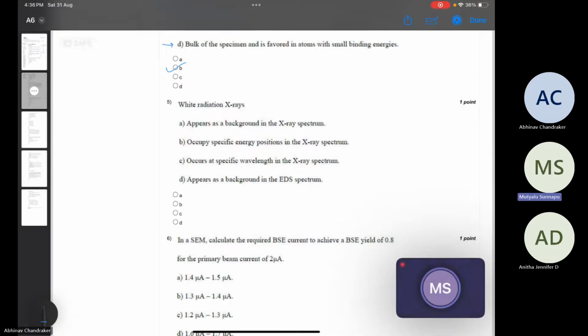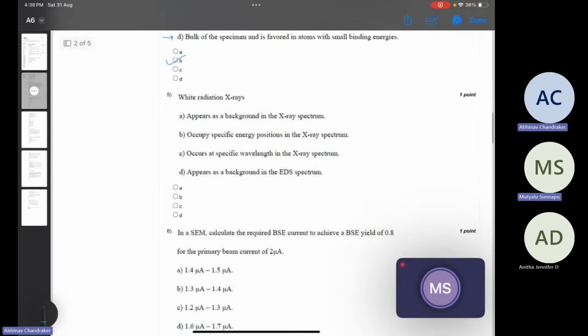And the question is 5. White radiation X-rays. White radiation X-rays appears as a background of the X-ray spectrum, occupies specific energy position in the X-ray spectrum, occurs in specific wavelength in X-ray spectrum, appears as a background in the EDS spectrum. This is the C, I think. Occurs in a specific wavelength. Appears in a background in the X-ray.